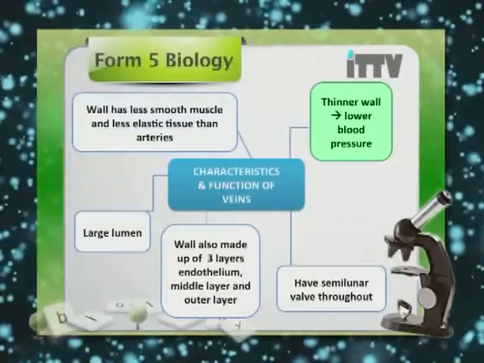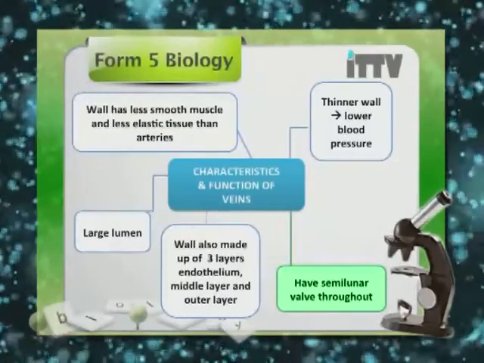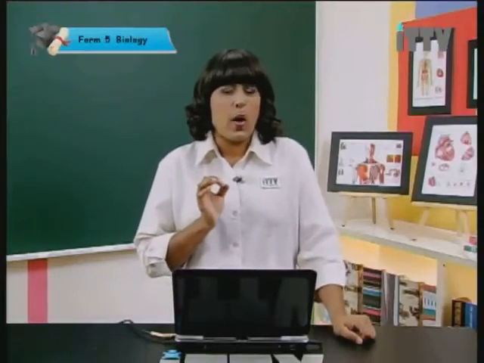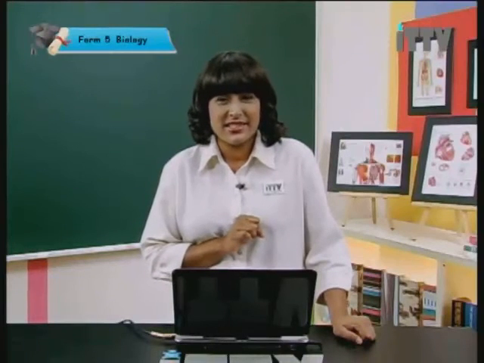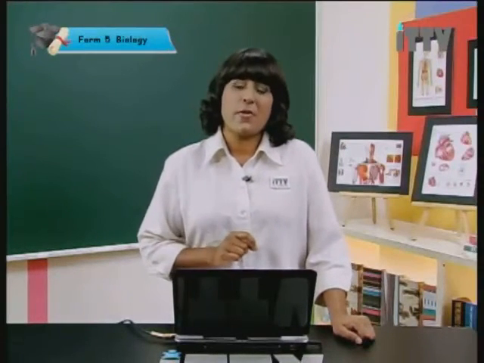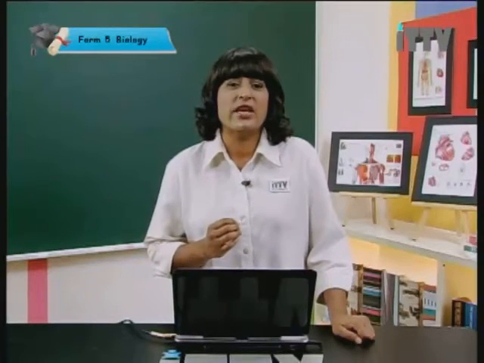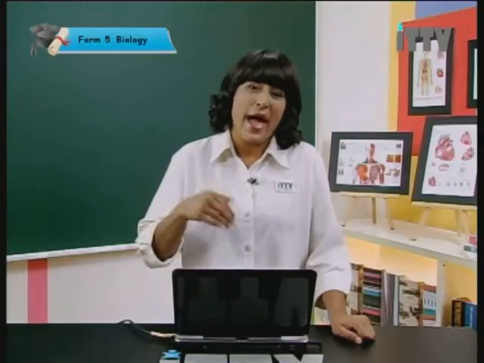Dear students, you would have noticed that unlike the artery, the vein has valves throughout its structure. Do you understand why there is a need for valves to be present throughout the vein structure? Any guesses? Yes, you're right. The valves ensure that the blood is flowing in a single direction towards the heart. It is to avoid any kind of flowing back of the blood to the organs.